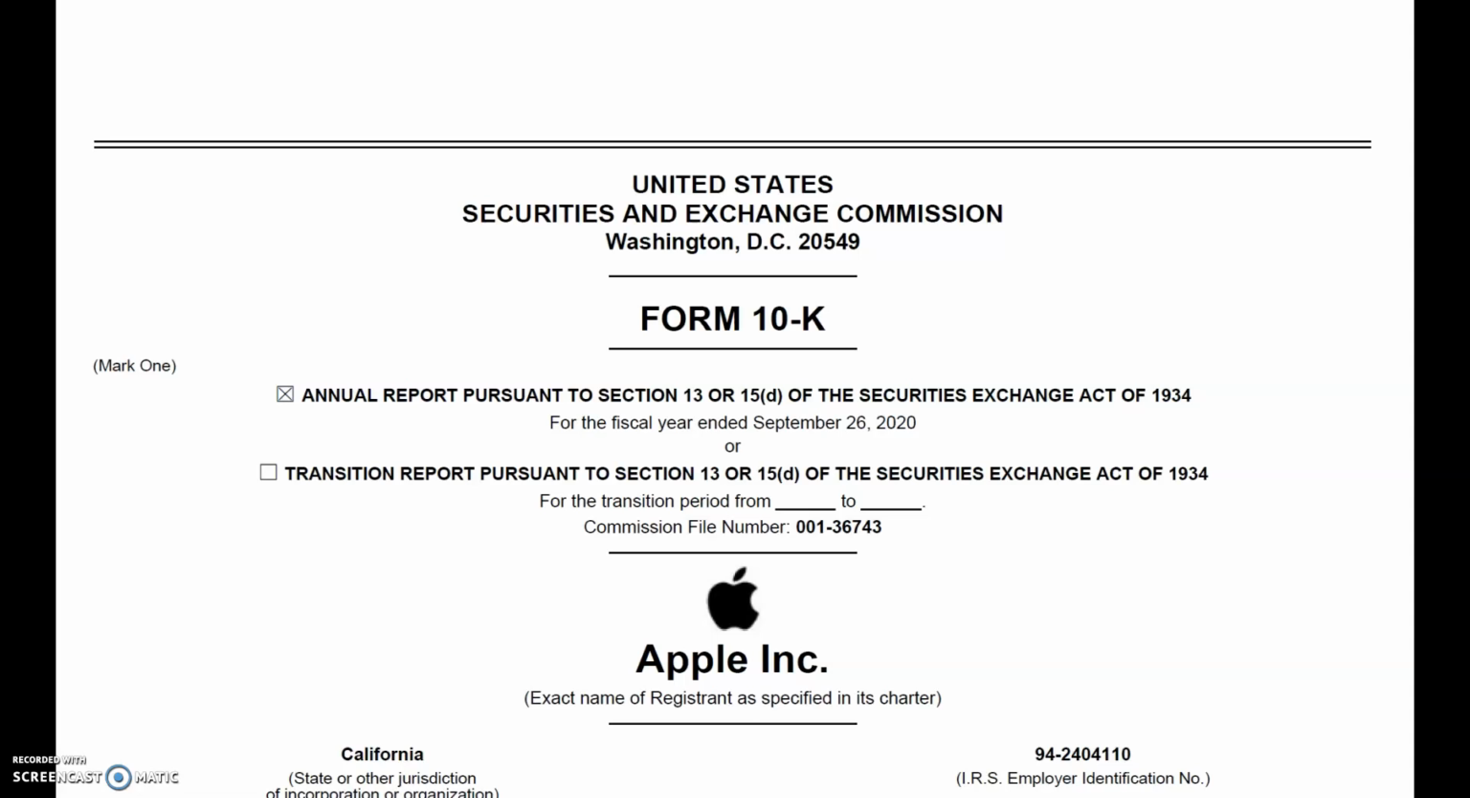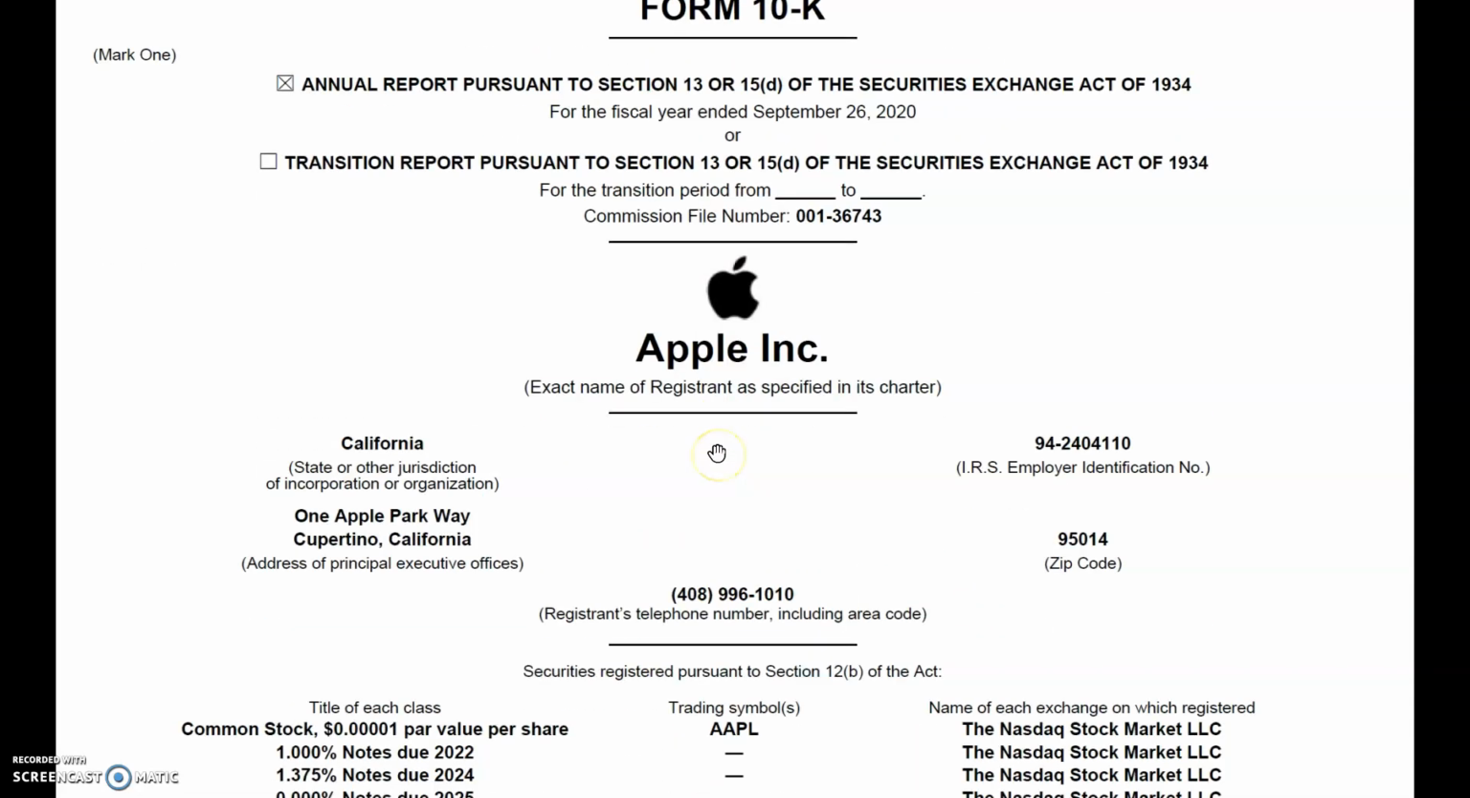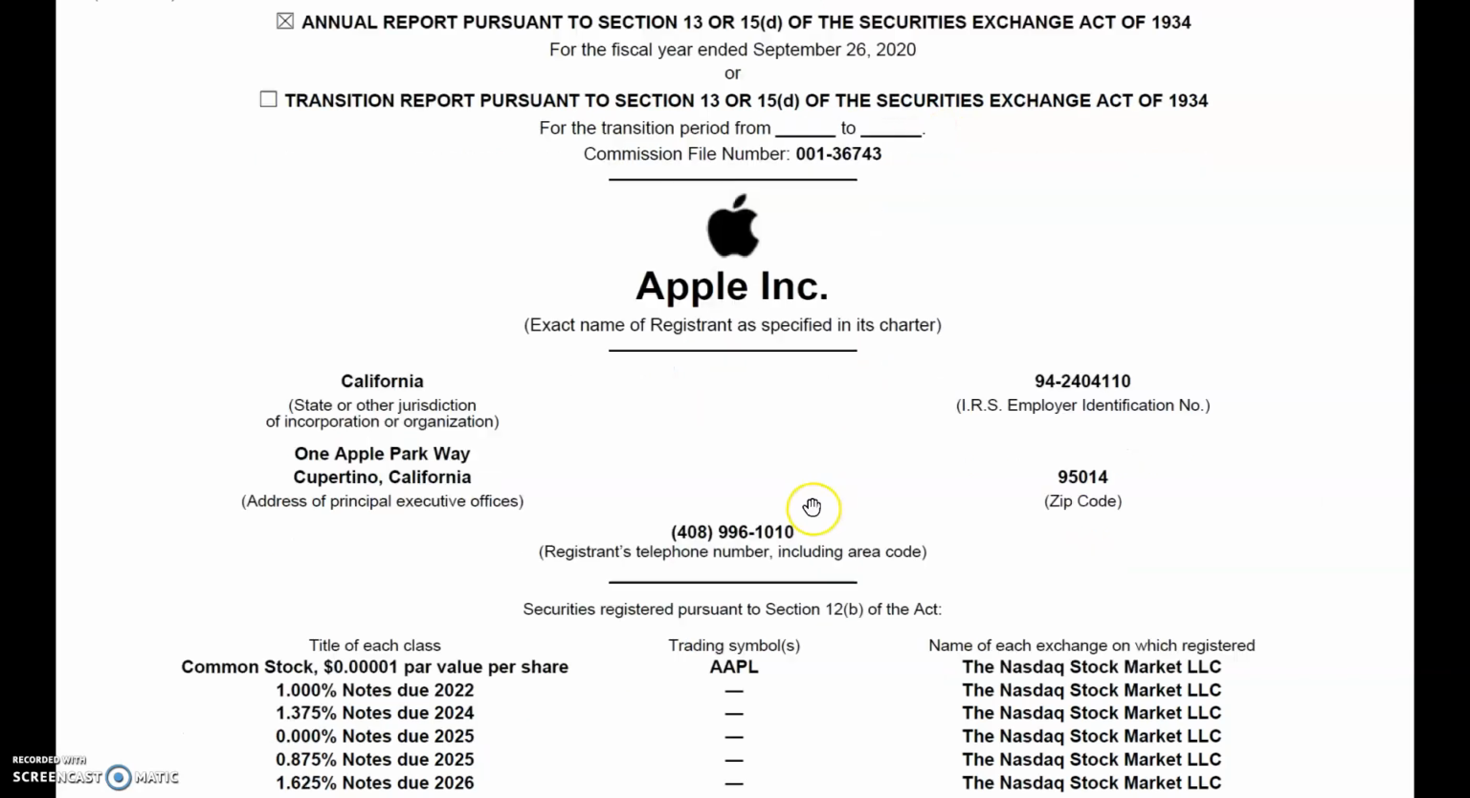I'm going to demonstrate how to calculate the financial analysis ratios for Apple in 2020. Our textbook showed 2019, and I'm going to show you how to do it in 2020. So if you go to the annual report that they file with the Securities and Exchange Commission, this is the Form 10-K. That's the annual filing that publicly traded companies have to make with the SEC. And so here we can see it's for the fiscal year ended September 26, 2020.